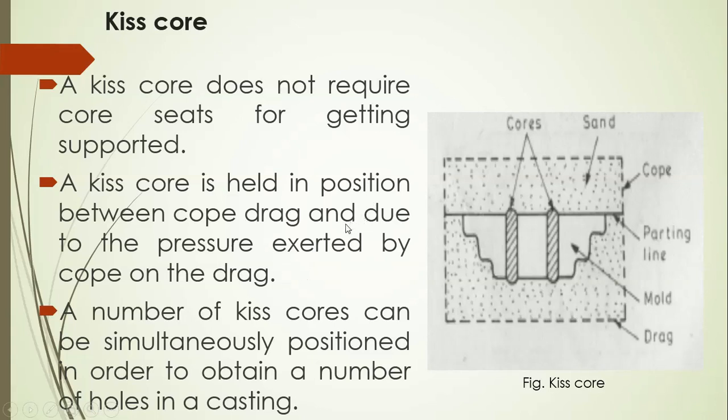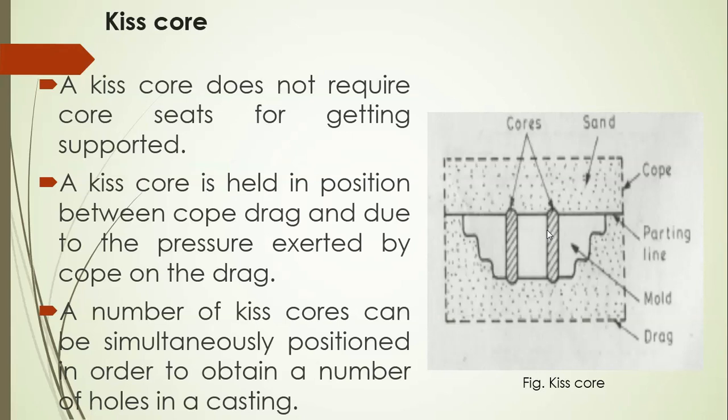Kiss core is held in a position between cope and drag, and due to the pressure exerted by the cope on the drag, it is getting supported. A number of kiss cores you can place side by side simultaneously, and you can have a number of holes in the casting. Here only two cores are shown, but a number of cores you can place side by side, and you can prepare a number of holes in the casting. That is the advantage of this kiss core. Now all this about the cores.